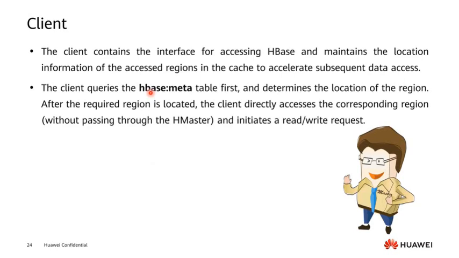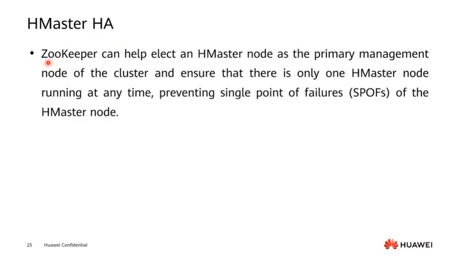In the following part, we will review some key points again. The client in HBase contains the interface for accessing HBase and maintains the location information of the accessed regions in the cache to accelerate the subsequent data access. HBase supports HA, which is high availability as well.